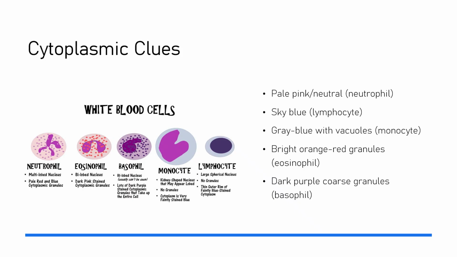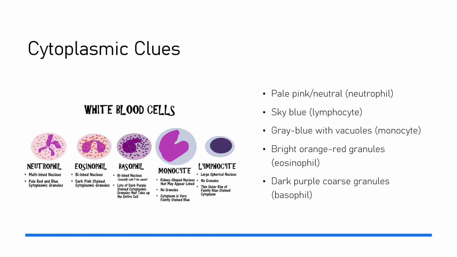Then we have eosinophils, which are probably the easiest leukocyte to recognize because of their large, bright orange-red granules. These granules contain proteins involved in parasitic defense and allergic responses. Finally, basophils contain dark purple, coarse granules that can sometimes obscure the nucleus entirely. These granules contain histamine and other inflammatory mediators involved in hypersensitivity reactions.